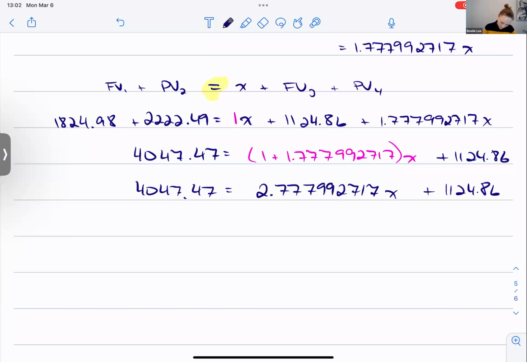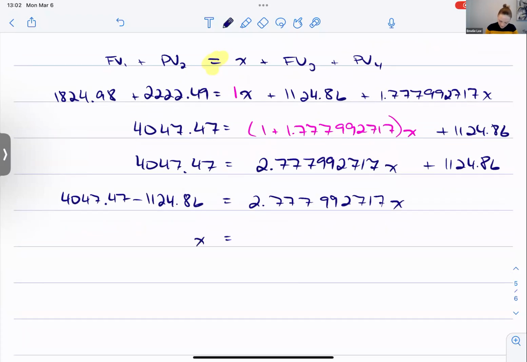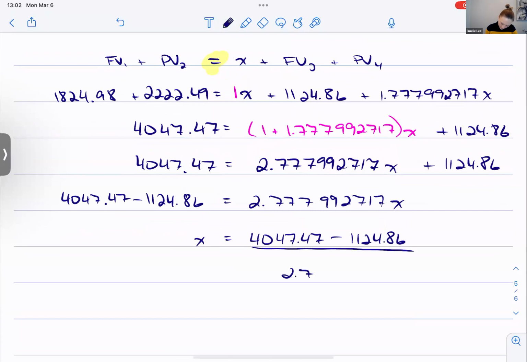And then you get 4047.47 minus 1124.86 is 2.77799217x, which means that x is going to be 4,047.47 minus 1124.86 divided by 2.77799217.